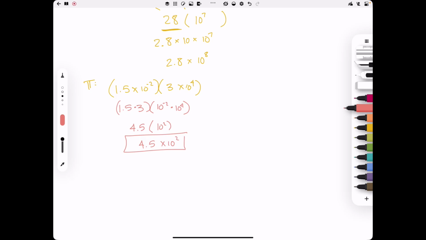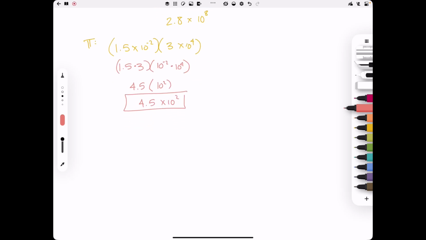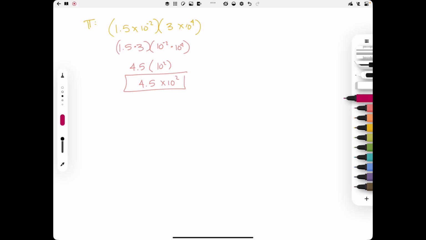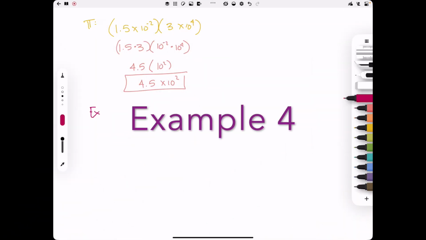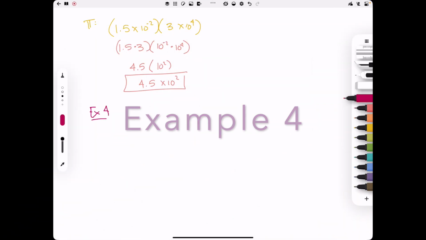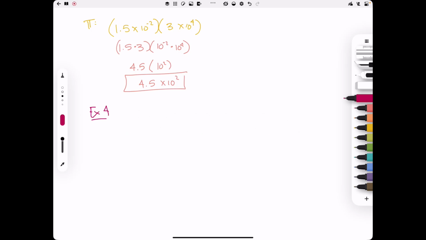Good? Okay. Good? I just need to put that in. 1.5 times 3 is, use a calculator, 4.5. Yeah. Okay, good? All right, let's do our last example.